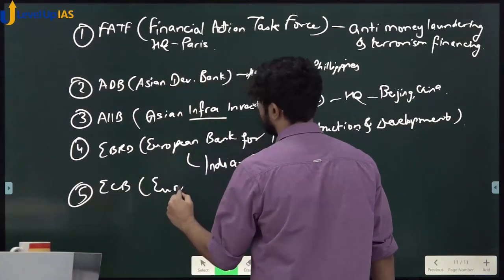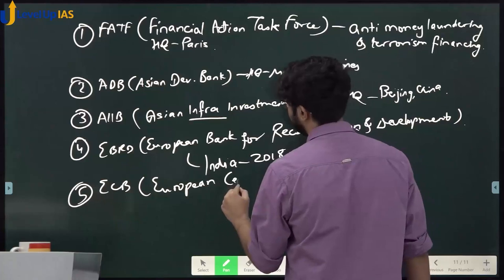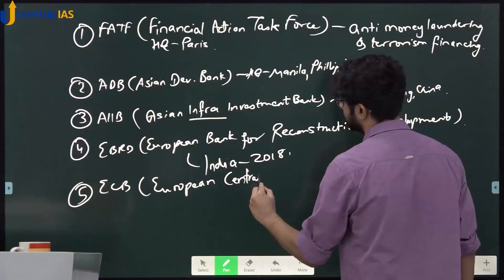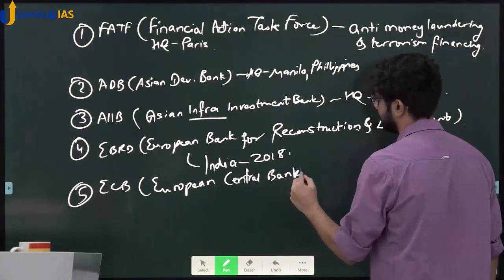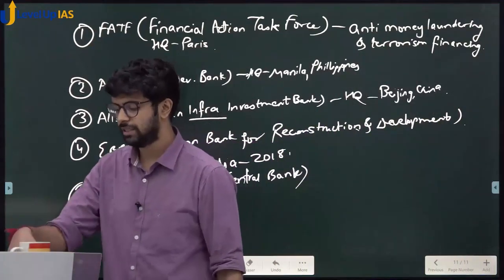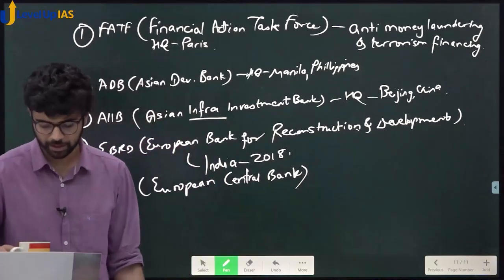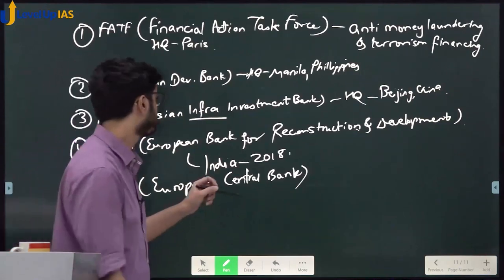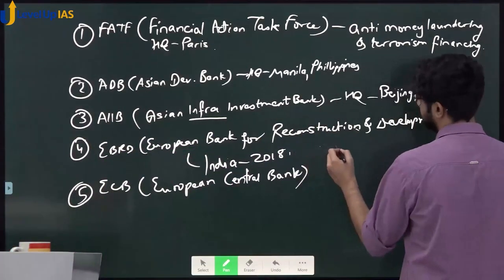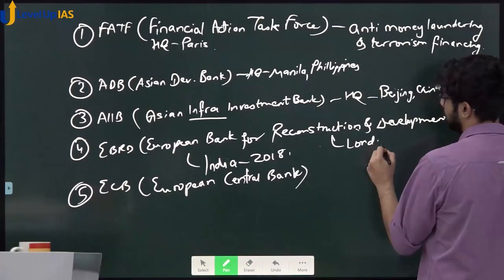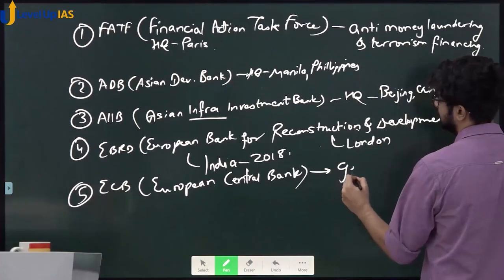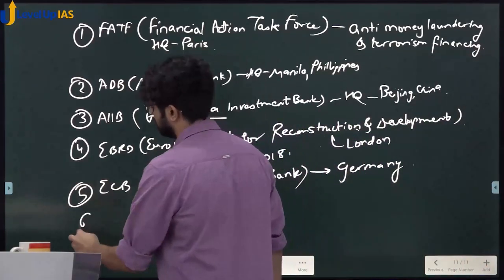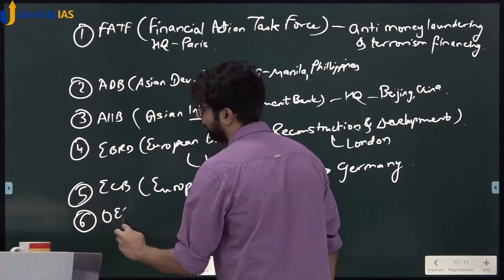What is ECB? European Central Bank. EU ka Reserve Bank. Okay, these are the banks or these are the organizations which you should be aware about. ECB. इसका headquarters कहाँ है? EBRD का headquarters is in London, ECB का is in Germany, Frankfurt में है Germany, ठीक है.